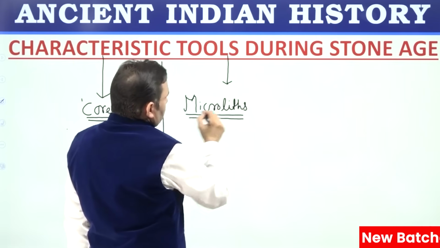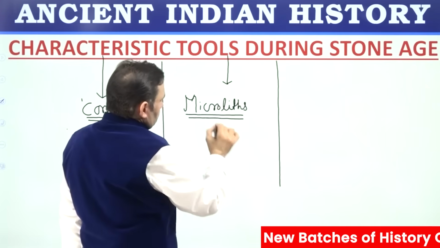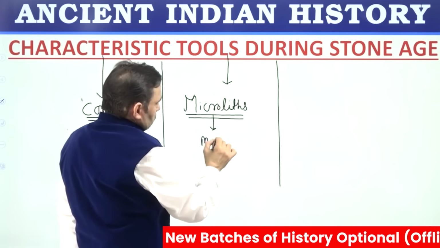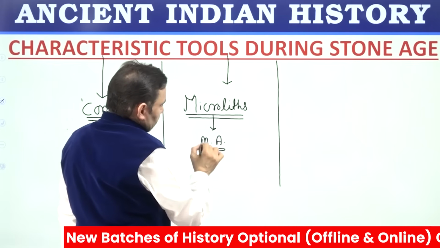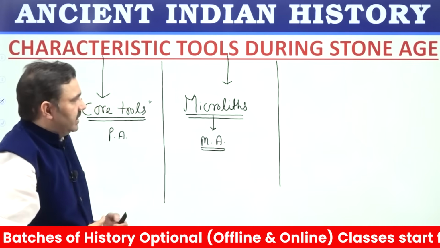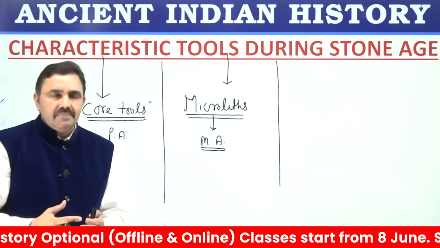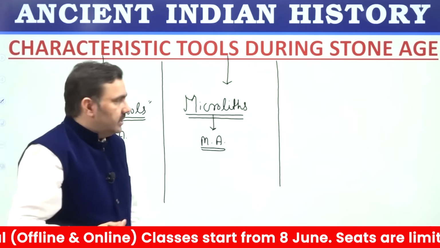Micro means very small here, lith means stone, so very small size stone tools, MA for Mesolithic Age. And the typical size of these tools was 3 centimeters. So they were known as microliths.